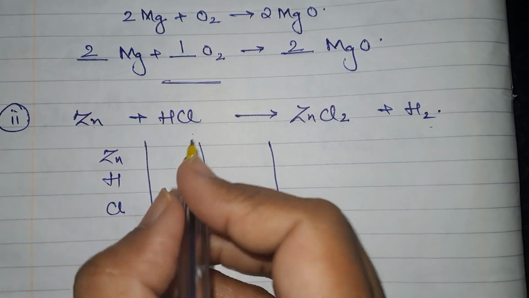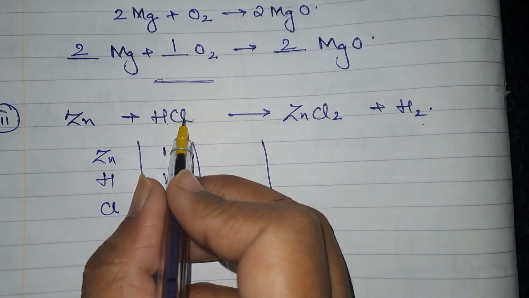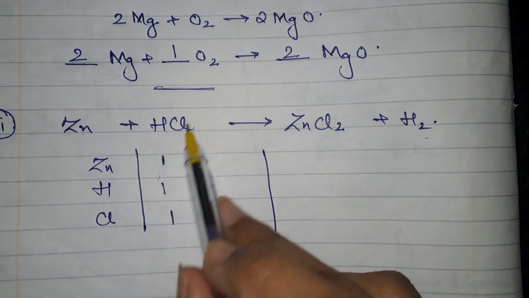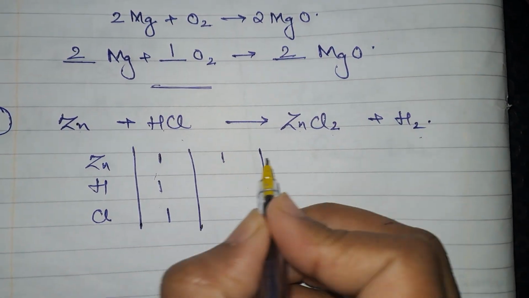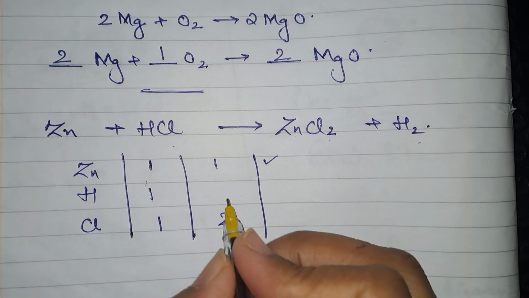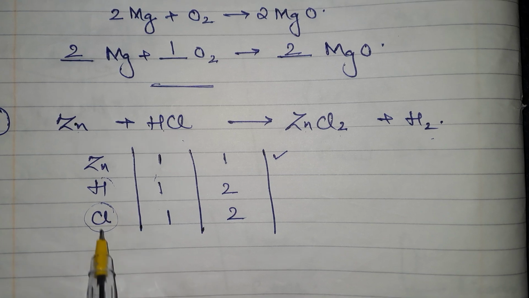How many Zn on this side? 1. How many HCl on this side? H on this side and Cl on this side. 1 hydrogen, 1 Cl. Here Zn is 1, balanced. Cl is 2, and hydrogen is 2. Now I see that my hydrogen and my Cl are not balanced.